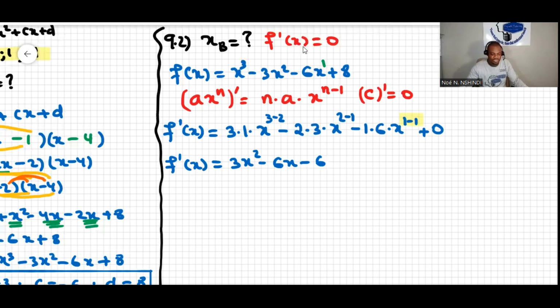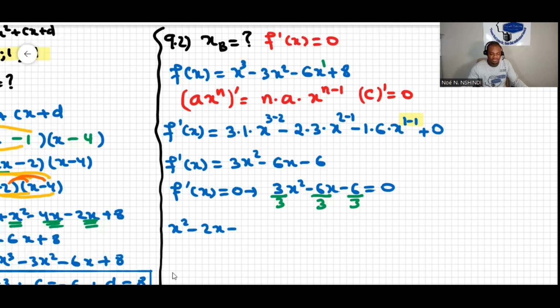So we will do, let me just write it over here. f prime of x equal to 0 means 3x squared minus 6x minus 6 equal to 0. Now you notice that each term of this function is a multiple of 3, so we can divide each term by 3. I divide here by 3, and by 3 there, and then this will make x squared minus 2x minus 2 equal to 0.